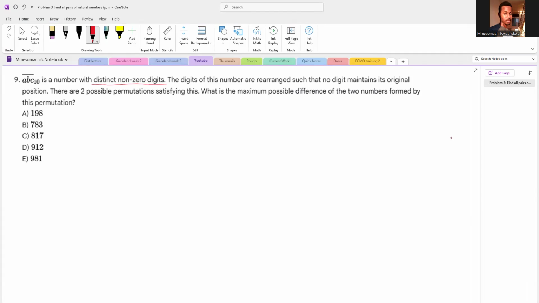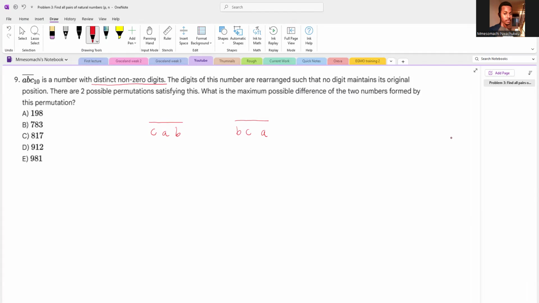So let's look at the ways that we can rearrange this such that no number ends up in the same position. First of all, we can have something like this: C, A, B. Here we can confirm that C is not in the third position, A is not in the first position, and B is not in the second position. And then another possibility we have is BCA.